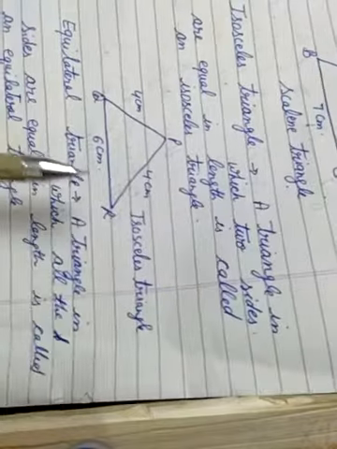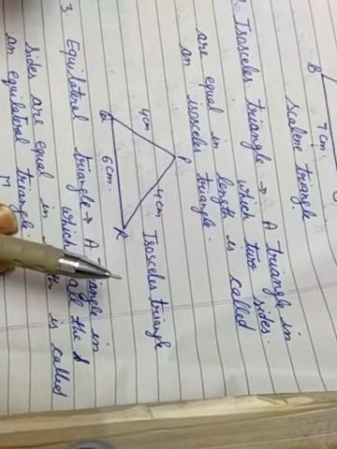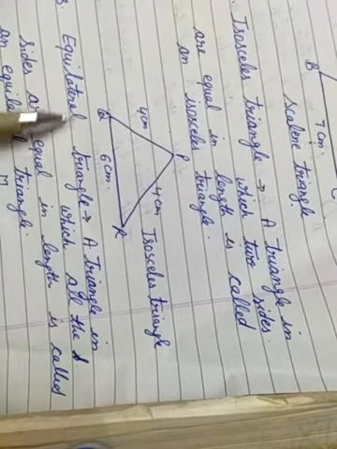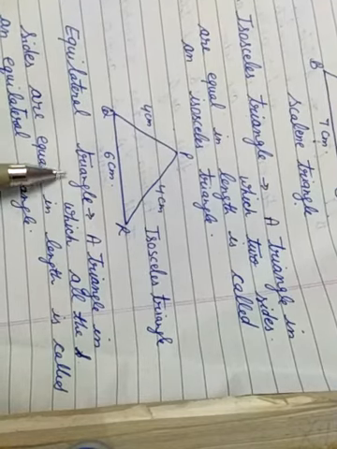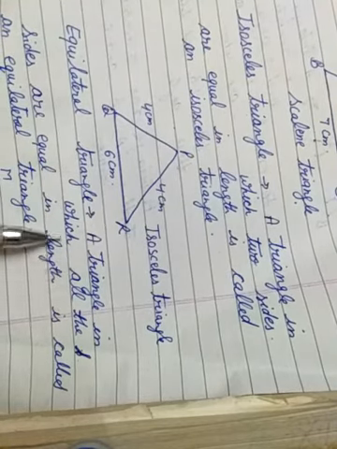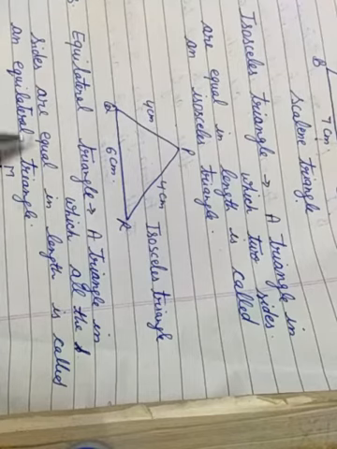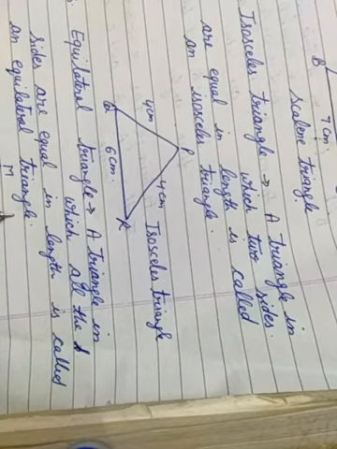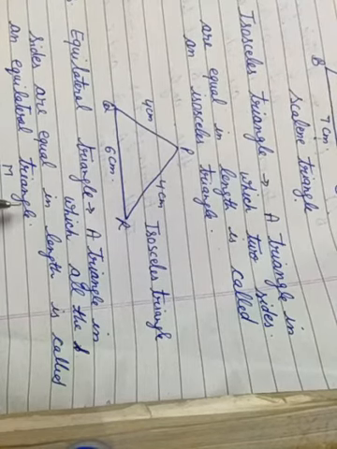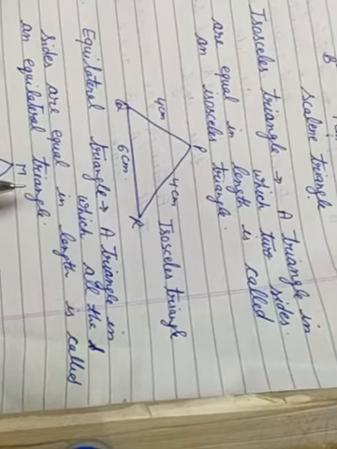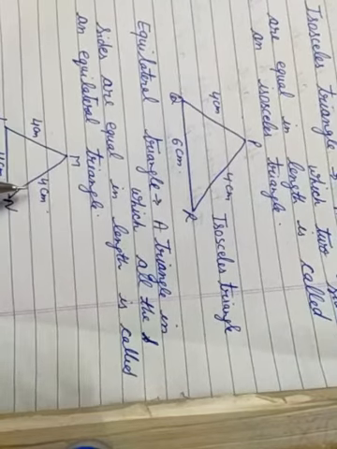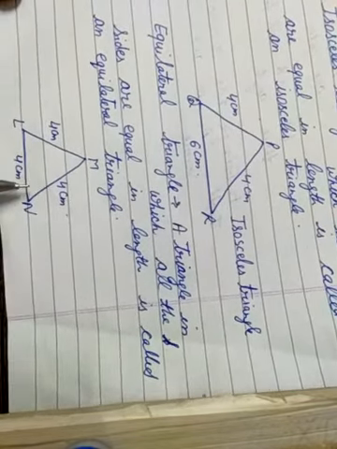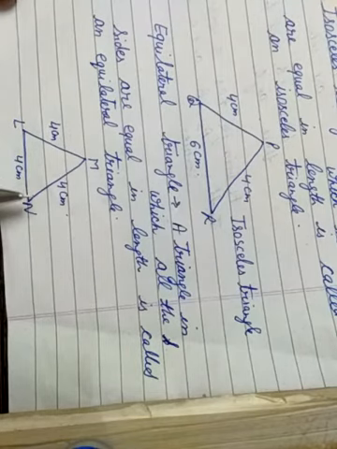Now, number 3. Number 3 is equilateral triangle. A triangle in which all the sides are equal in length is called an equilateral triangle. All sides are equal in measure. If a triangle has all sides equal, this is called an equilateral triangle.